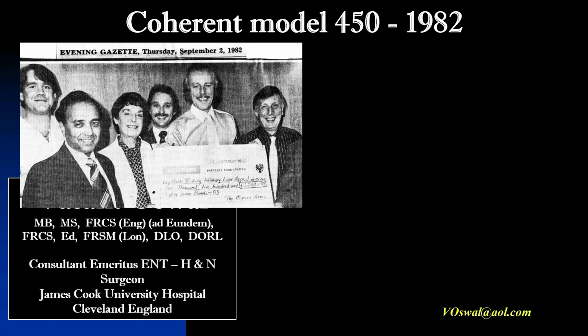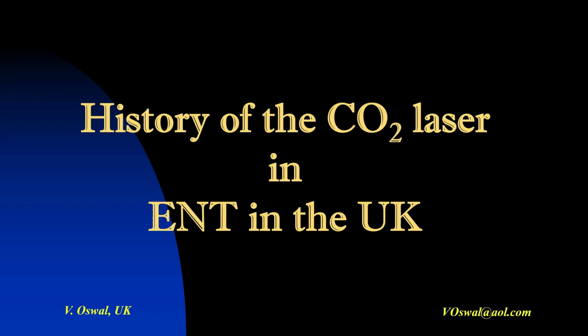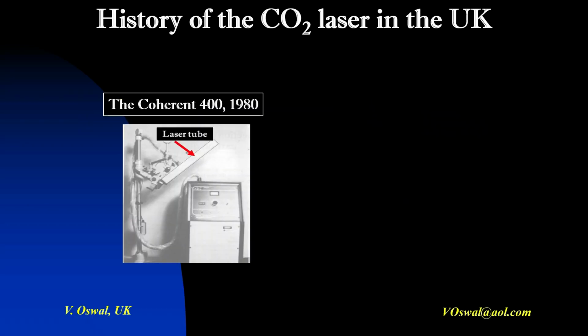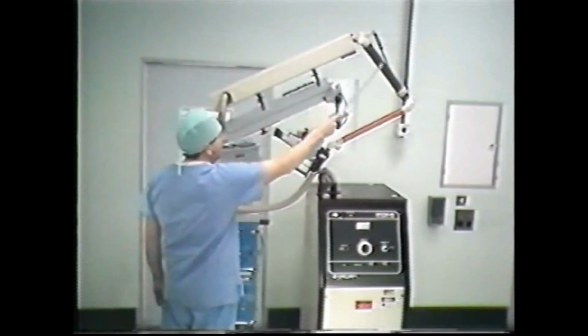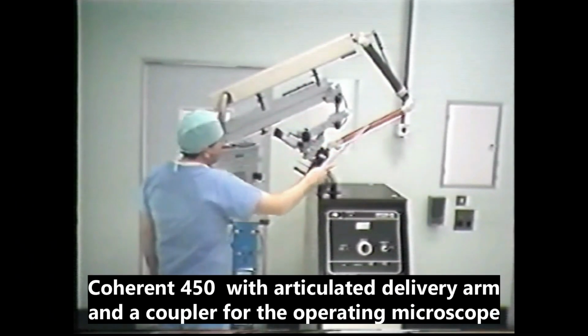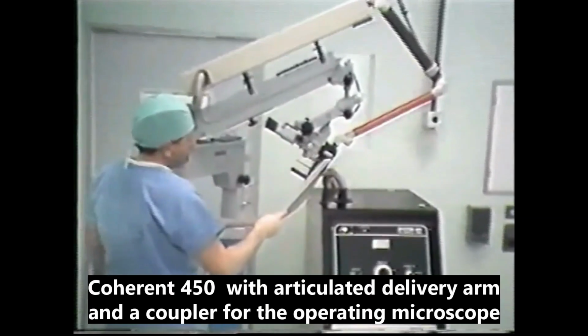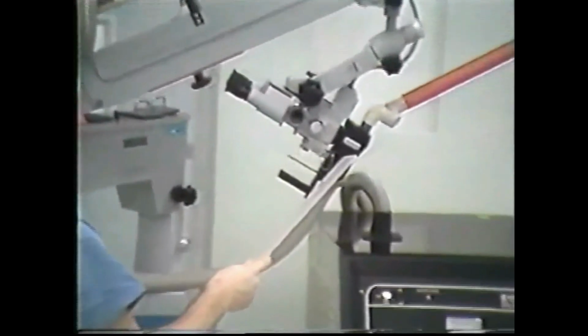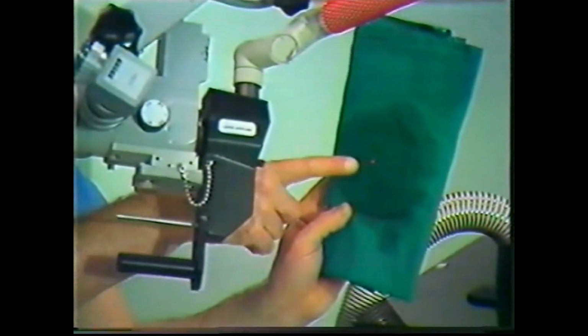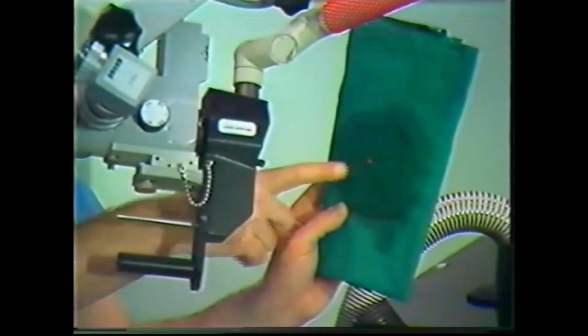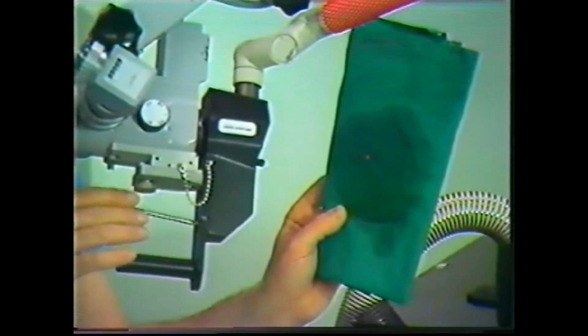We only needed £40,000. The first coherent CO2 laser, Model 400, did not have a delivery arm, which meant that the laser tube had to be aligned with the target, which made it very cumbersome to use. Coherent 450 model with articulated delivery arm was installed at the ENT department of North Riding Infirmary in Middlesbrough in 1982. This was the first such machine in the UK.